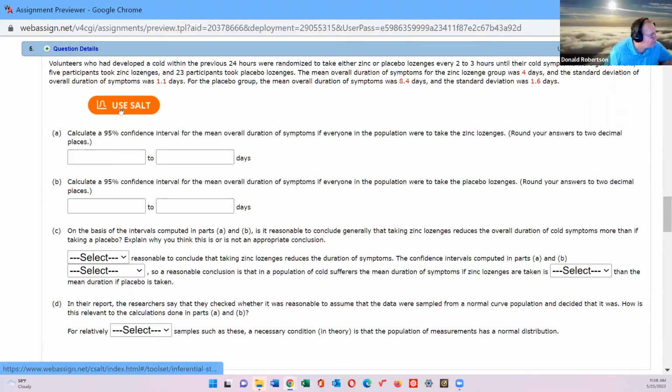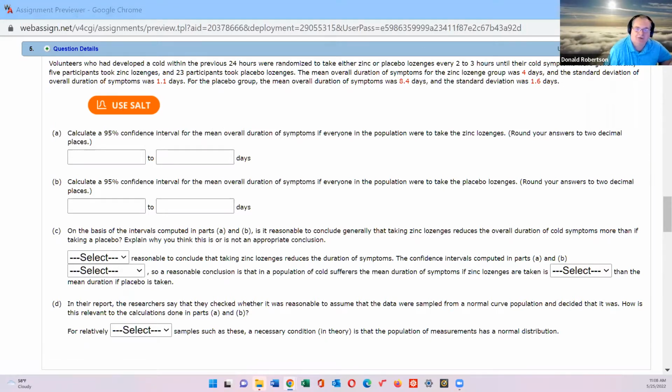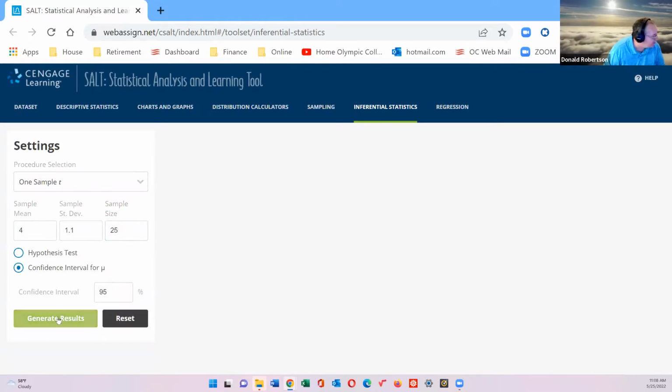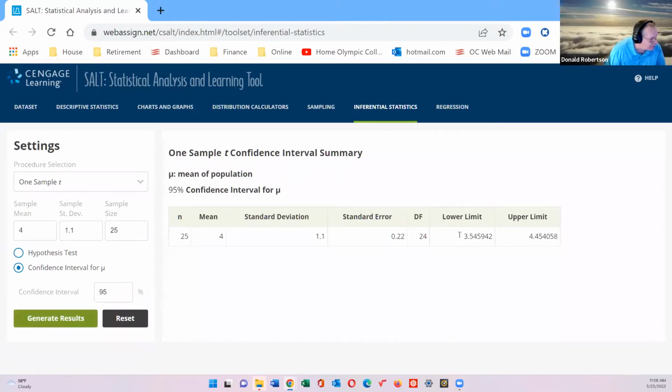So I'm going to hit use salt. Hey, it went in the right place for a change. I'll bring that over. Can you see the salt thing? And we are pretty much ready to do a confidence interval, aren't we? The sample mean for them was 4 days. The standard deviation for them was 1.1. And the number that was in that group was 25. We're doing a confidence interval at 95%, and I'll generate the results. And these are the only 2 numbers that really matter for that question.